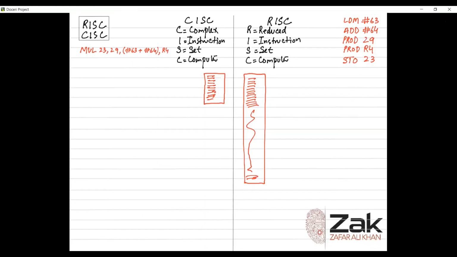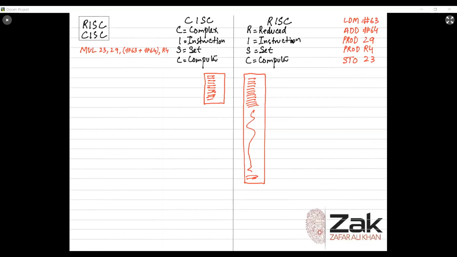On the contrary, if you look at CISC, there is just one single instruction. That instruction says to multiply whatever is in 23 and 29 with the 63 plus 64. Sorry, 23 is the storage. The first thing in a complex instruction is the address of the location where you have to put the data back. Sorry.